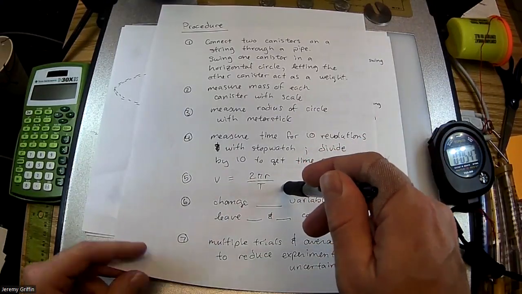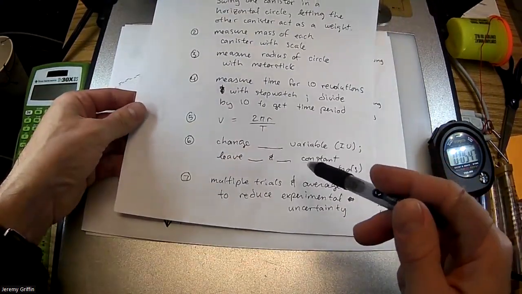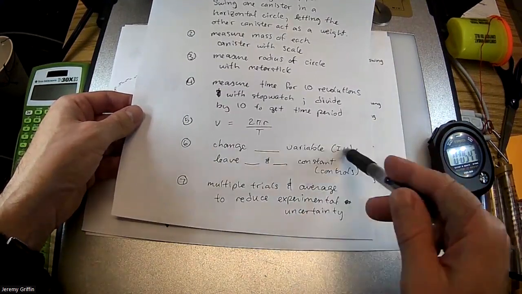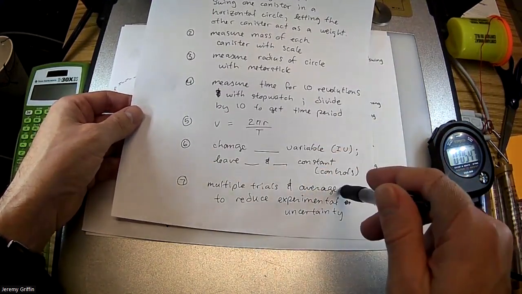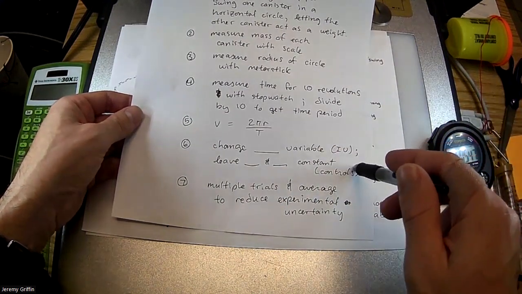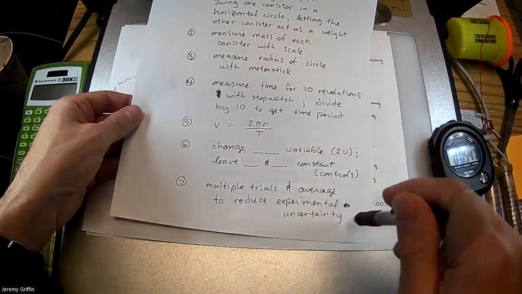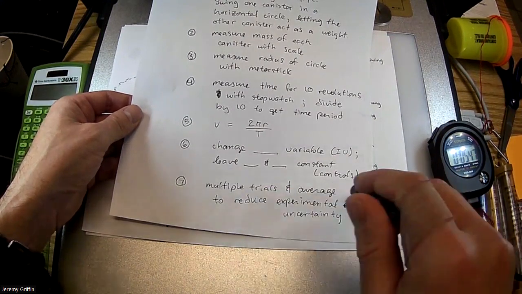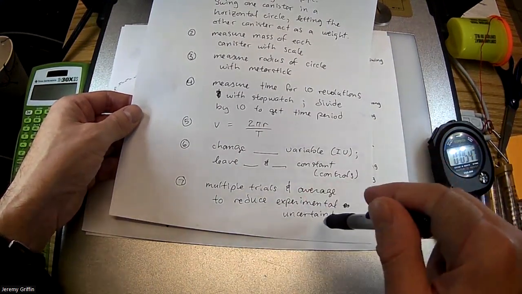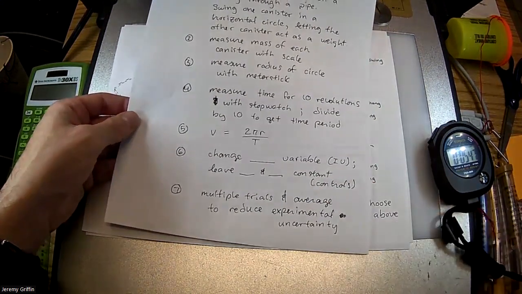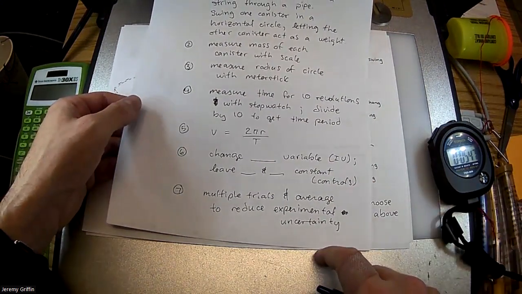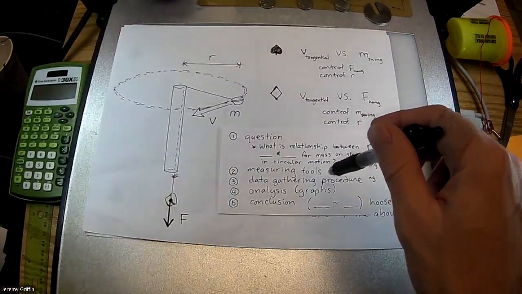We need to somehow explain an independent variable. So change whatever independent variable, whatever experiment you're doing, and leave the other 2 constant, because those would be controls. AP is always looking for multiple trials. So do multiple trials and then take an average to reduce experimental uncertainty. They're always looking for that point. So that's the procedure.